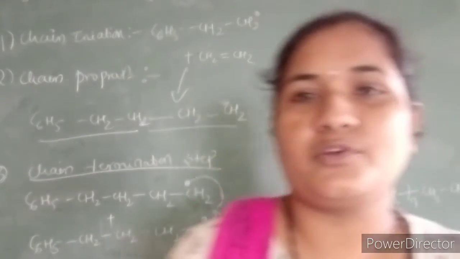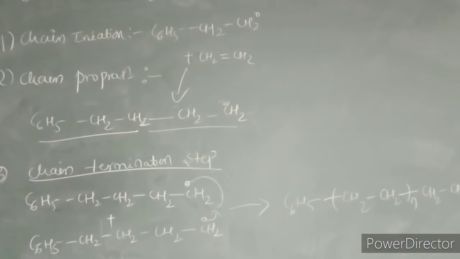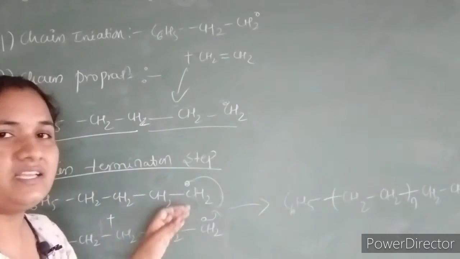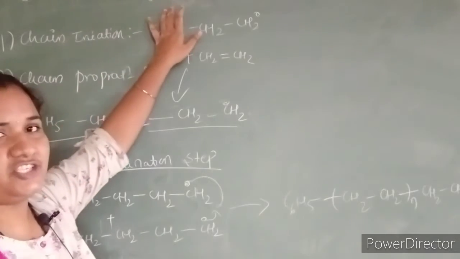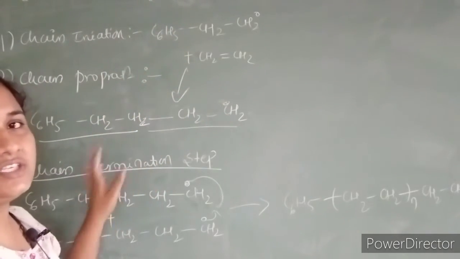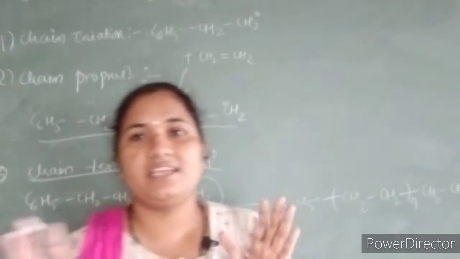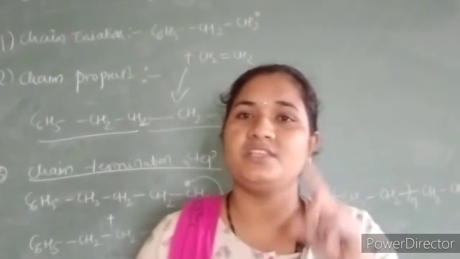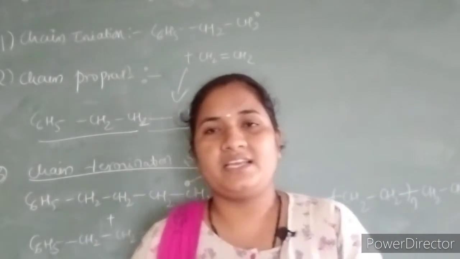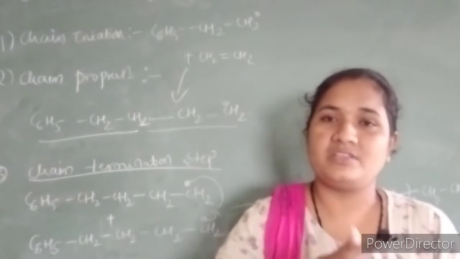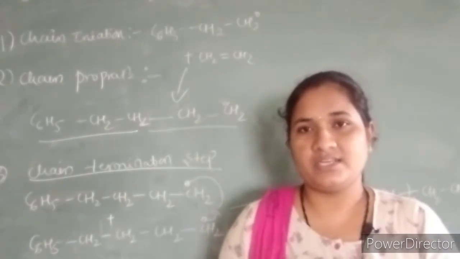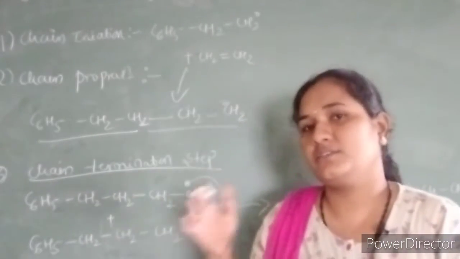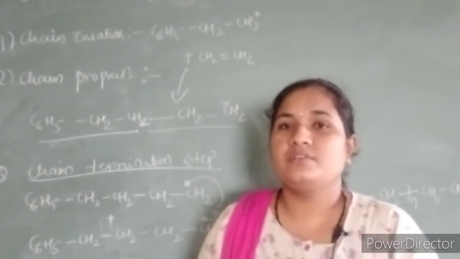In this way the propagation and termination take place. Every polymerization reaction occurs through these three steps: first chain initiation, second chain propagation, and third chain termination. In the initiation, free radicals are generated, and those free radicals interact with one mole of ethene. Then in chain propagation, n number of ethene molecules are added to the first step product. As a result, the length of the chain increases, and it is propagated with the addition of many such molecules.